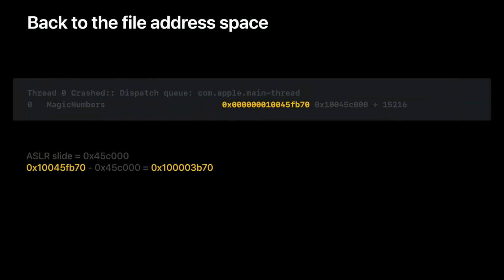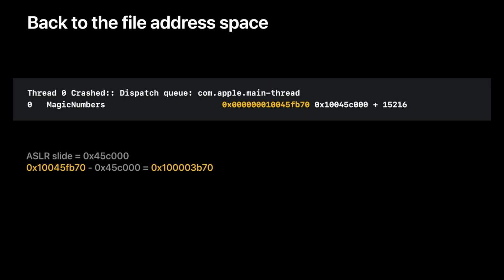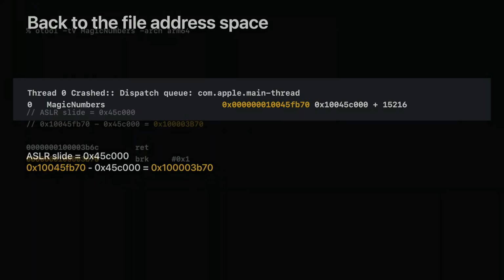So, to see what a backtrace address from the crash log corresponds to in the file, I can subtract 45C1000 from it to get the address on disk. Since this address is now part of the on-disk address space, I can inspect my app to see what resides there. The crash log tells me that a thread crashed while executing whatever is at this address, so we can use OTool again to see the problematic instruction.